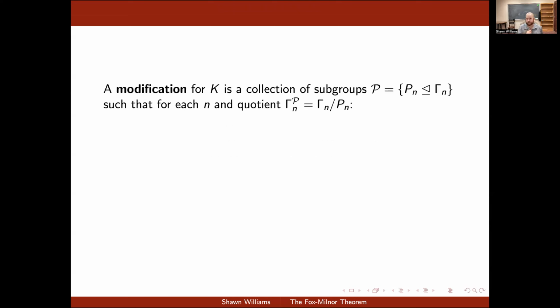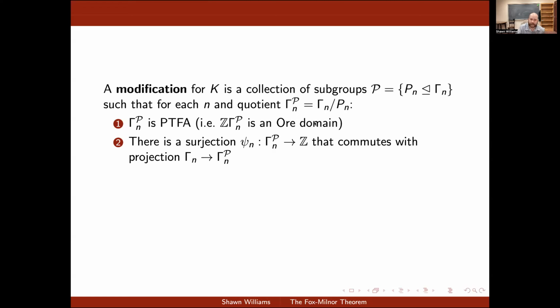So we do this through the use of what I've been calling a modification. A modification for K is essentially going to be a modification for the coefficient systems for our zero surgery. So if I have a collection of subgroups of our coefficient groups Gamma n, called Pn, the entire collection we'll call P, and it's a collection such that for each n and each quotient, which we'll call Gamma n P, we have that these quotients are PTFA, or in particular, the group ring is an Ore domain.